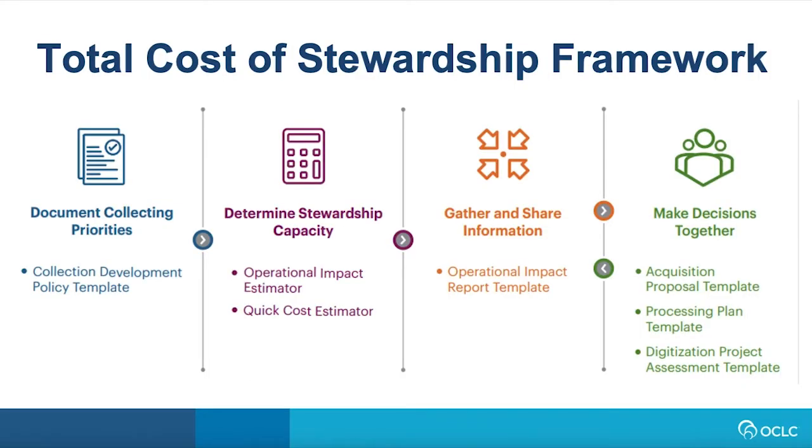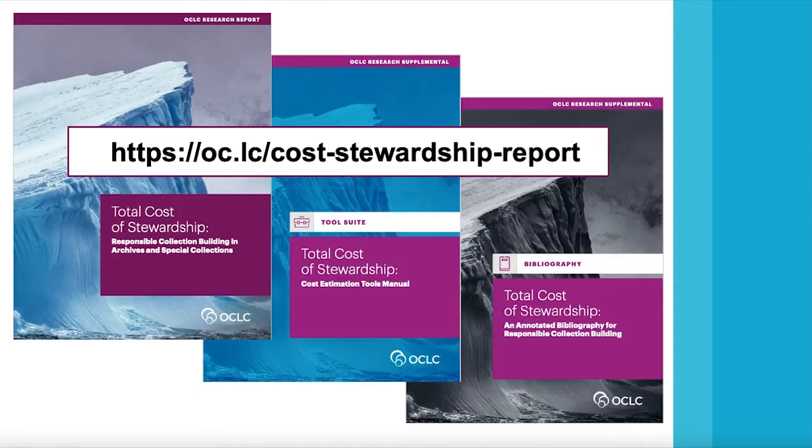The Quick Cost Estimator is just one element of the Total Cost of Stewardship tool suite. The suite is designed to enact the Total Cost of Stewardship framework, a collaborative approach to collection building and stewardship that supports institutions in making informed, shared collection building decisions. You can use the Quick Cost Estimator as a standalone tool, or you can use the data it generates with other resources in the Total Cost of Stewardship tool suite. All of the tools in the suite, as well as the accompanying report, are available at this URL.